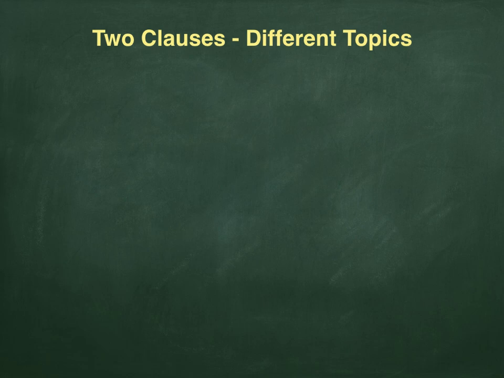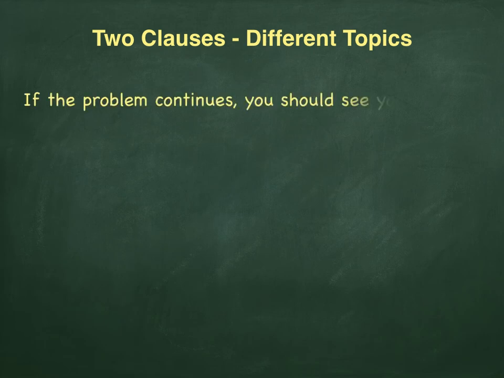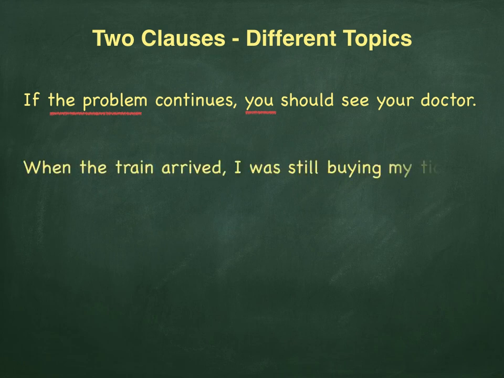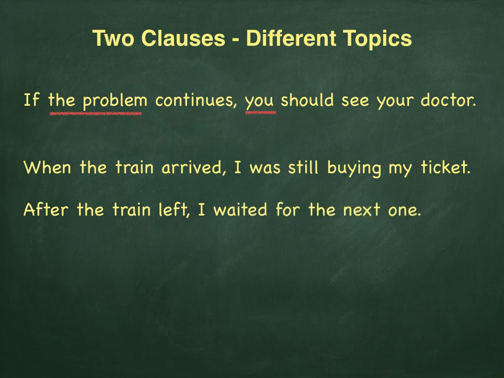Until now, our examples have all been with single topic sentences, the same topic for both clauses. But there may be cases with two topics acting together. In this example, the topics are the problem and you. In the next example, we can see the train and I as two different topics in a relationship. And this one has the same two topics.